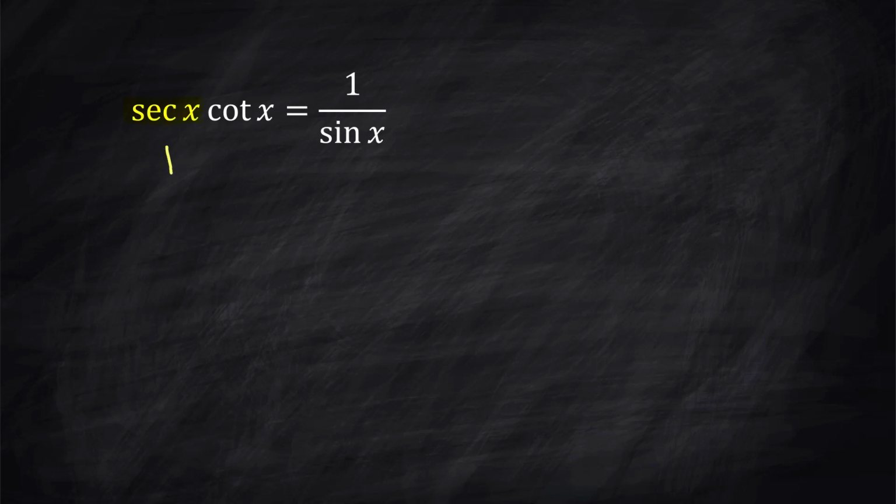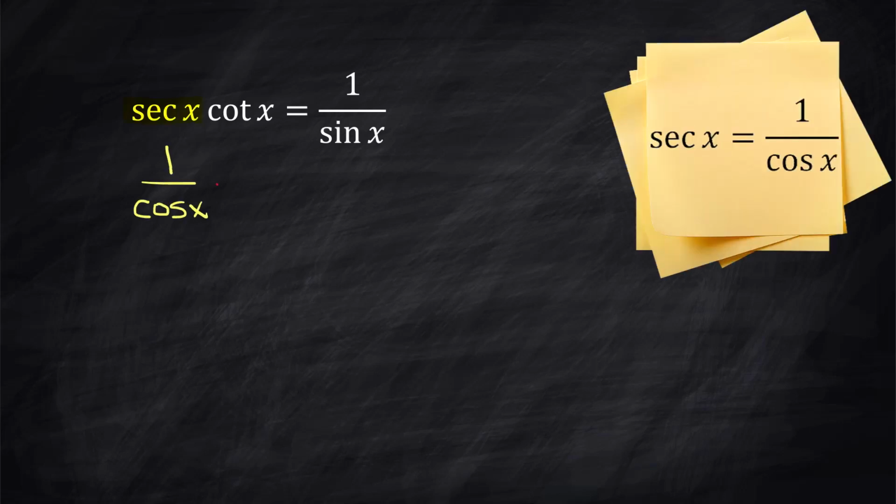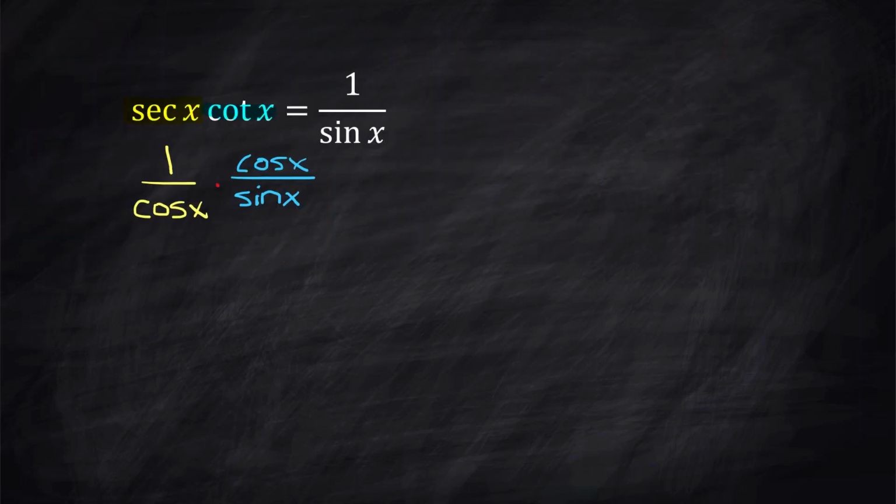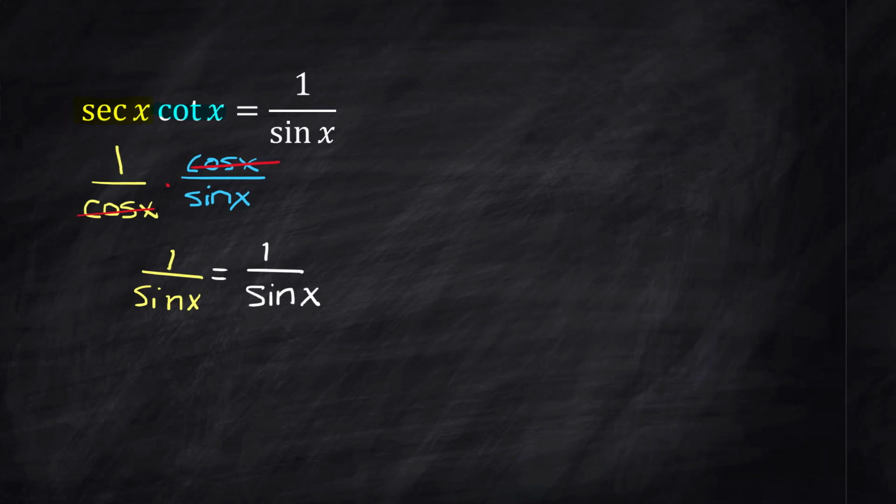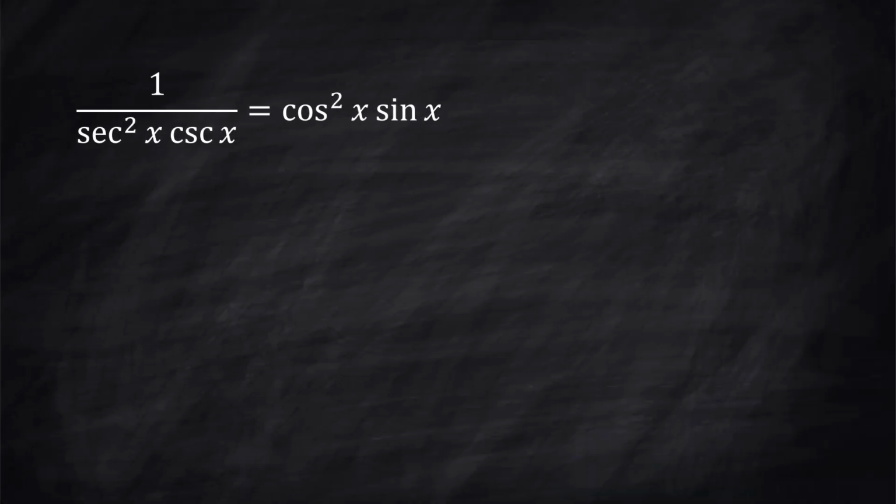Secant x is defined as 1 over cos x, and that's being multiplied times cotangent, which is defined as cosine over sine. Well, looking at this multiplication, you can see that the cosines are going to cancel out, and ta-da, we're done. 1 over sine x is what I got, and it's supposed to be 1 over sine x. Yay!